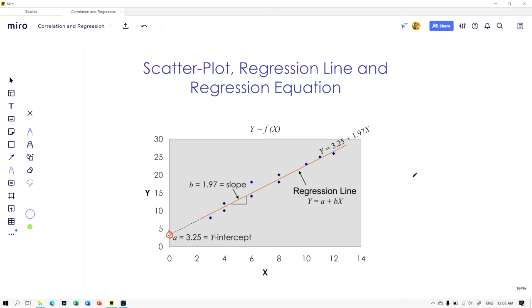So in simple linear regression analysis, our aim is to construct this regression line so that we can get an equation similar to this.